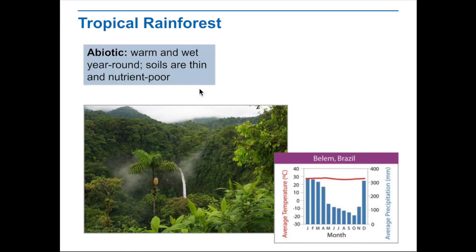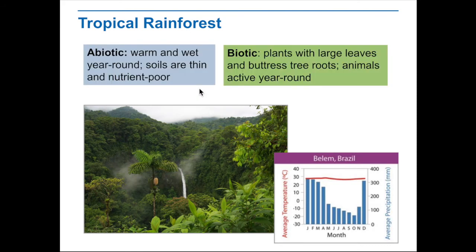So I'm just going to give you one more example. These are all the different biomes. The first one on here is tropical rainforest. Some of the factors of a rainforest are that they're warm and wet year round, and soils are thin and nutrient poor. Our typical biotic characteristics are lots of plants with large leaves and buttressed tree roots, and animals active year round. We don't have any hibernation or migration going on. This is just a pretty steady environment to live in year round.